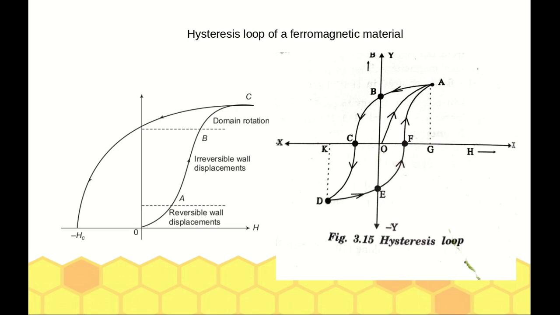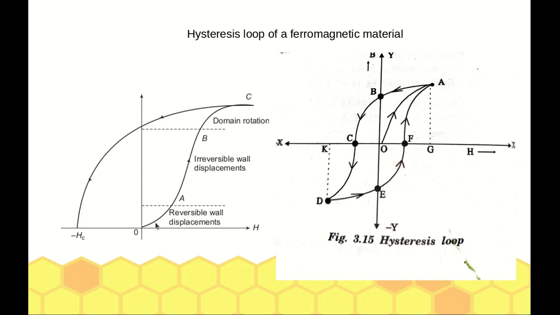So, look at this picture, the hysteresis loop of a ferromagnetic material. Here on the x-axis the magnetic field is given, and on the y-axis the intensity of magnetization is taken. As the magnetic field is increased, the magnetization also increases up to the point A. In this region the magnetization is produced by the movement of the domain walls.